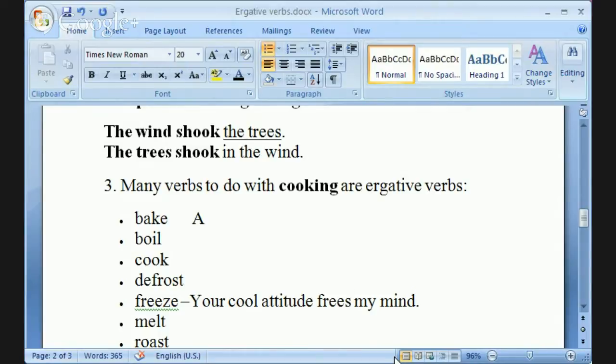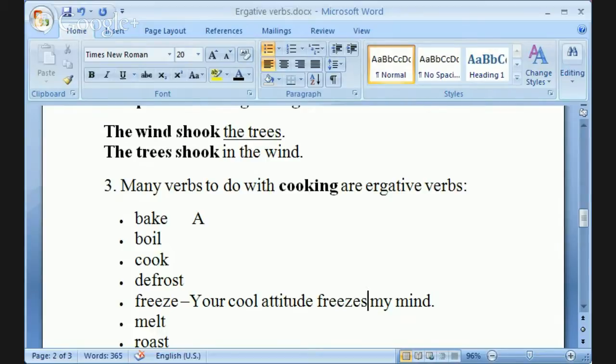You have to have the correct subject-verb agreement. Freezes. Freezes my mind. That's an interesting sentence, but perfectly correct in the transitive. Okay, can you make an intransitive?